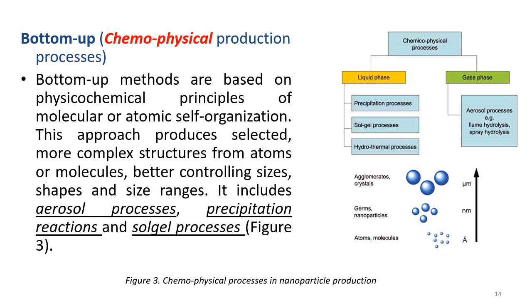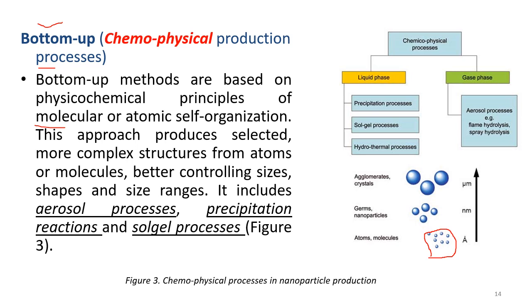Next, after knowing the top down approach, now we'll focus on the bottom up approach. In this case we see the chemical-physical production process. This method is basically based on the physicochemical principles of molecules or atomic molecules, which are going to get self-organized.